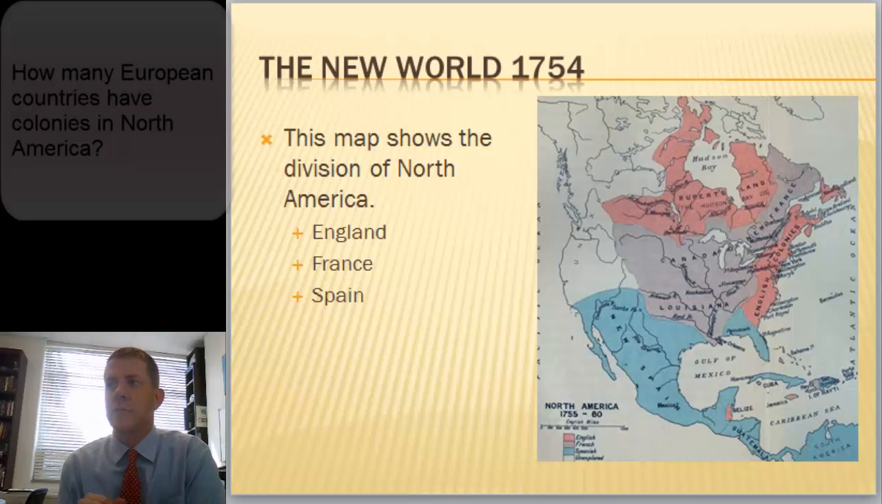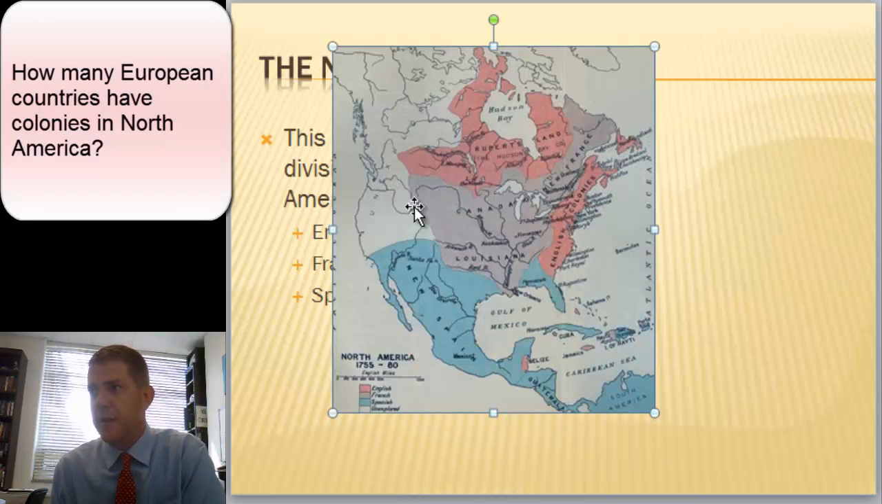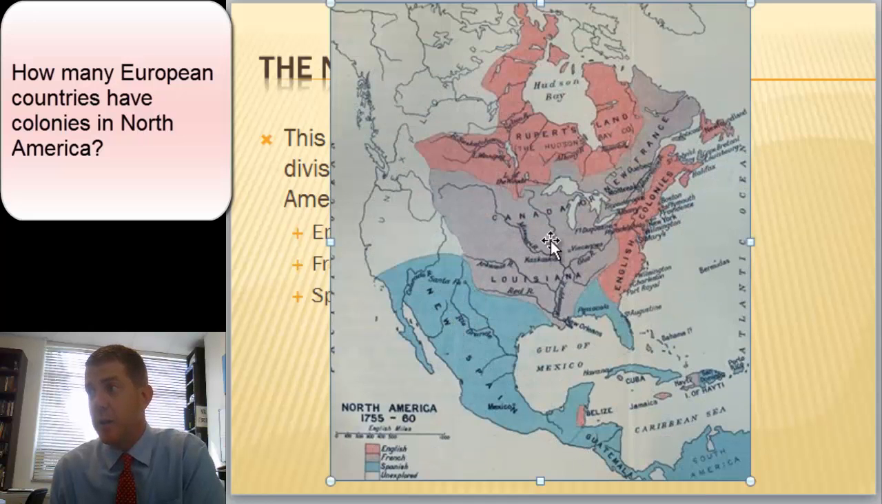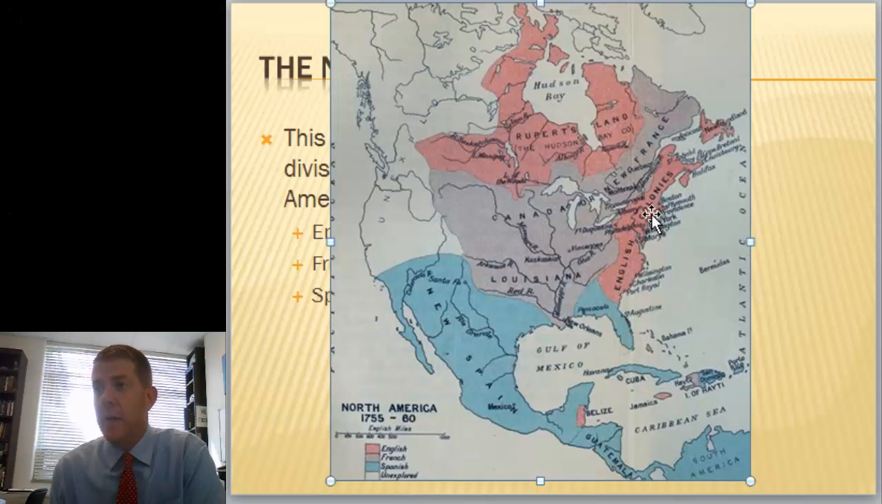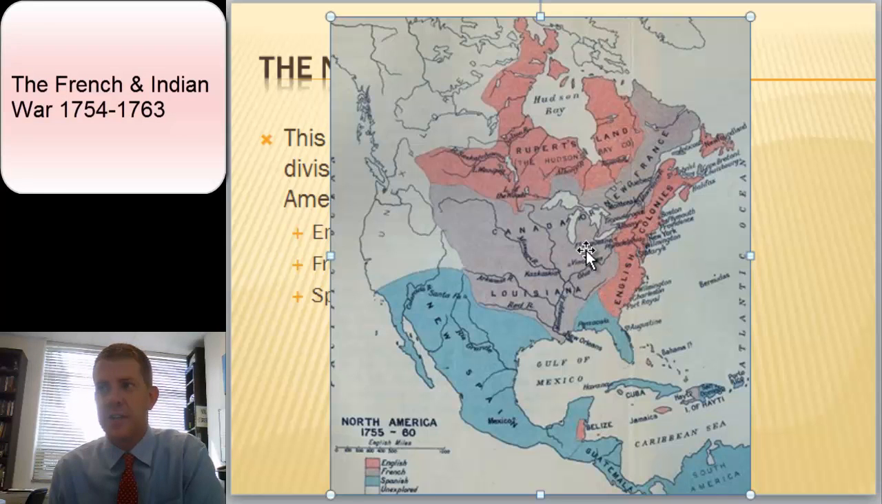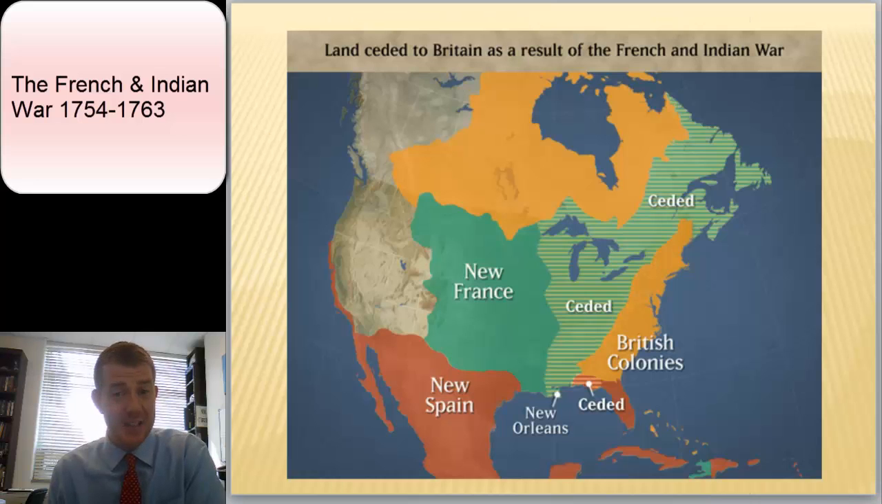This is the New World in 1754, and what this map shows you, and I'll see if I can make it a little bit bigger, this map shows you, you have Spain, you have France, and you have England. And what's going to happen here is that England and France are going to fight a pretty significant war from 1754 to 1763. We call it the French and Indian War. And in it, the British are going to win, and they're going to look a little bit more like this after the French and Indian War in the New World. All of this land is going to go over to the British. This seems good for the colonists.